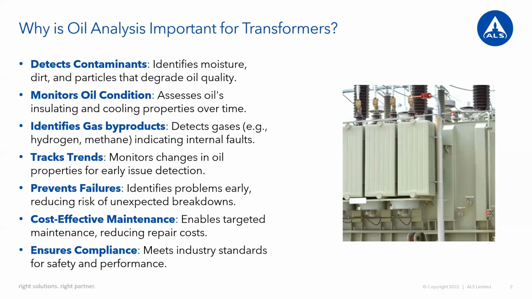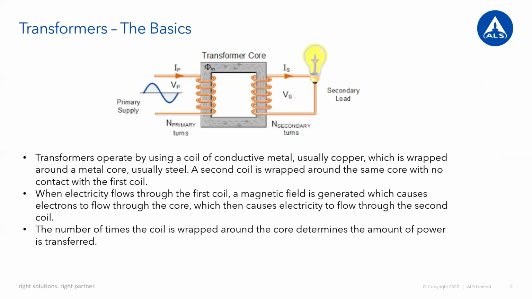It's the most cost-effective maintenance. If you can find the problem before it actually becomes a big problem, it's much easier to repair. It also ensures compliance, meeting industry standards for safety and performance, especially for any company that has a transformer on site. They will not get their insurance unless they pass all the transformer testing, and that's not just oil, but also electrical testing.